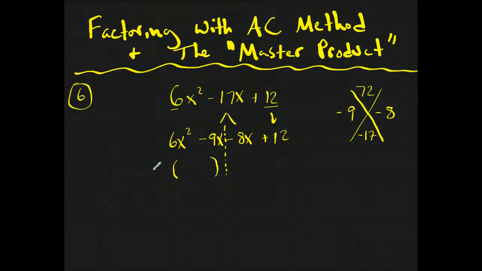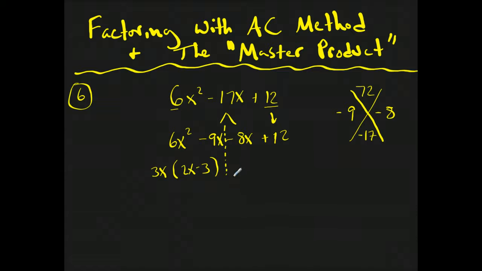So here I can factor out a 3x, and I will be left with, well, 6x squared divided by 3x is going to be 2x. On this side, I will be left with a minus 3. I'm going to distribute just to make sure. 3x times 2x is 6x squared. 3x times negative 3 is negative 9x.